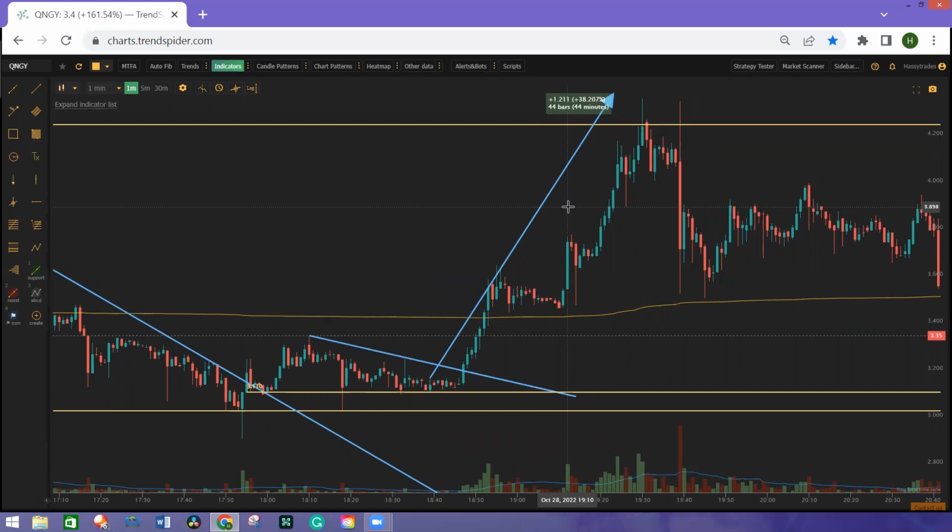Of course, you will take losses as a trader. That's normal. However, there's a lot of traders that will take a loss and then they'll FOMO into another trade. And I'll tell you what mistake I made today as a trader, because I did take a loss on QNGY. I took a 2% loss. And actually it was a 3% loss or a 2% loss, but I took a loss.